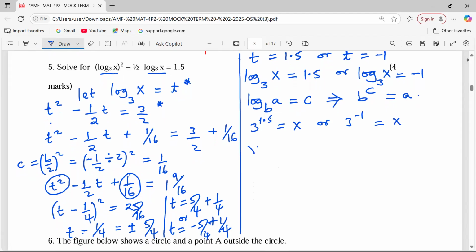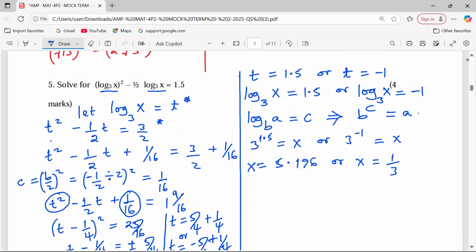So from the first expression, x shall be 5.196 to 4 significant figures, or the value of x equals 3 power negative 1 becomes 1 over 3. Because according to the negative law of indices, we make it a third and raise it to positive 1. So a third power positive 1 will automatically give us a third. So we have it done now.